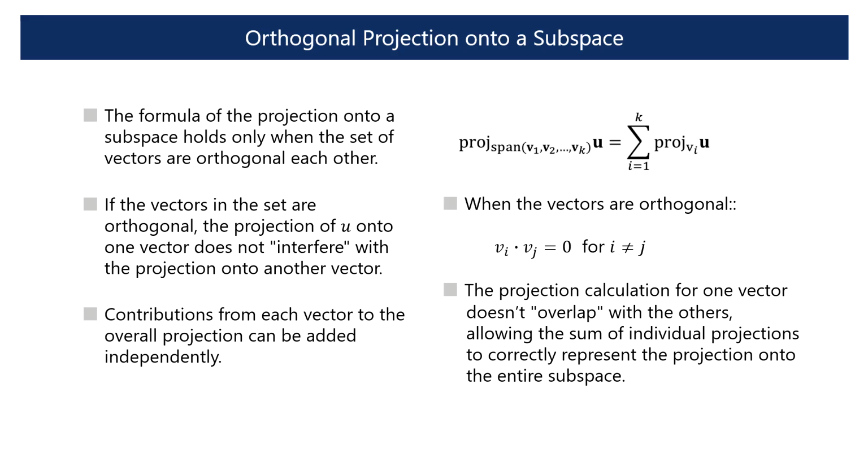If the vectors are not orthogonal, the projections onto Vi and Vj are not independent. The sum of these individual projections will not be equivalent to the projection onto the span of all the vectors. In this case, you would need a more general method like the Gram-Schmidt process or solving a system of equations to compute the projection onto the subspace.